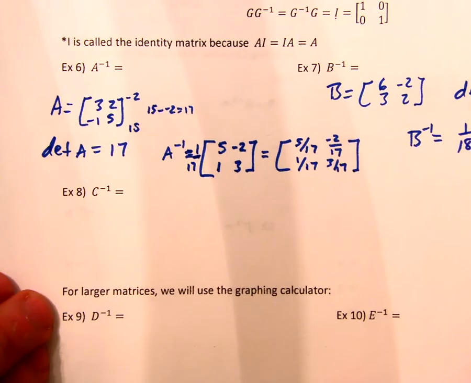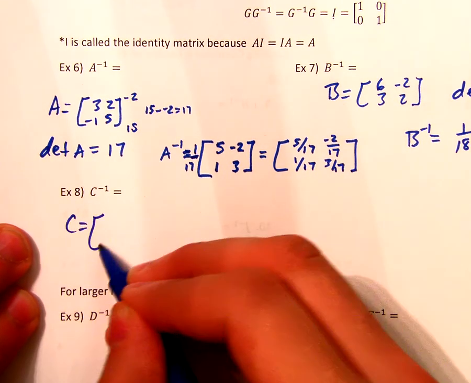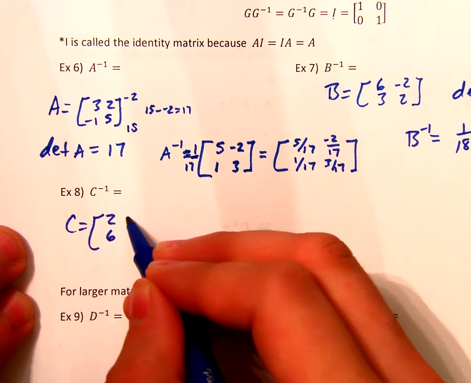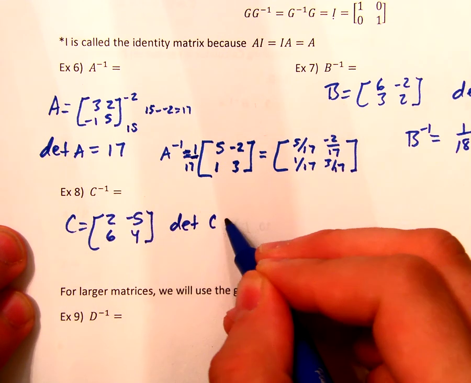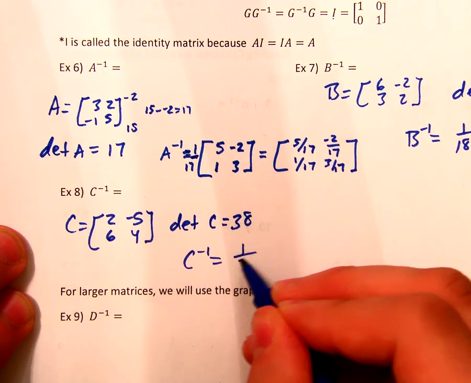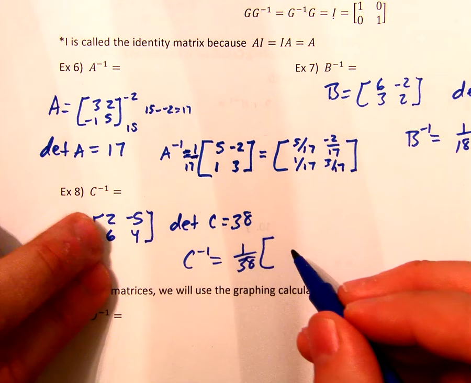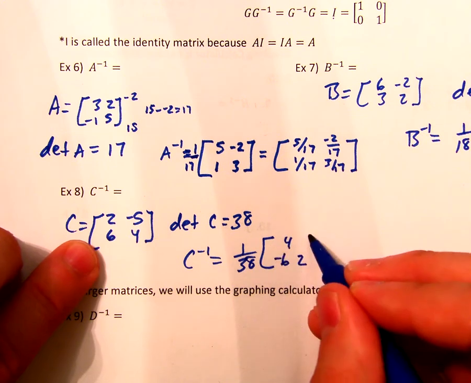On C, as another example, the original matrix was 2, 6, negative 5, 4. We found out earlier that the determinant of C was 38. So the inverse is 1 over 38. Flip the 2 and the 4. The 6 is negative and the 5 is now positive.